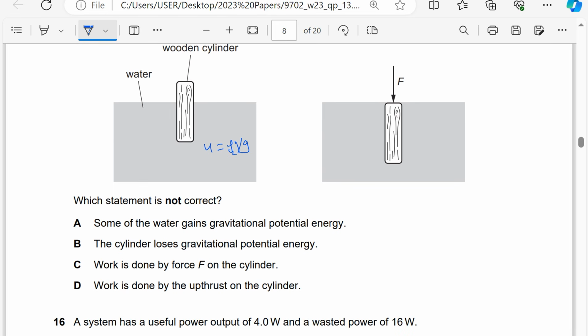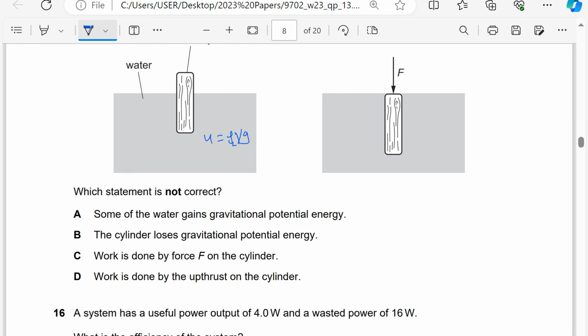So the question is, which statement is not correct? Some of the water gains gravitational potential energy. Of course, the water rises, so that one is true. mgh, the height of the water rises, so it gains gravitational potential energy. The cylinder loses gravitational potential energy because the cylinder is moving downwards.